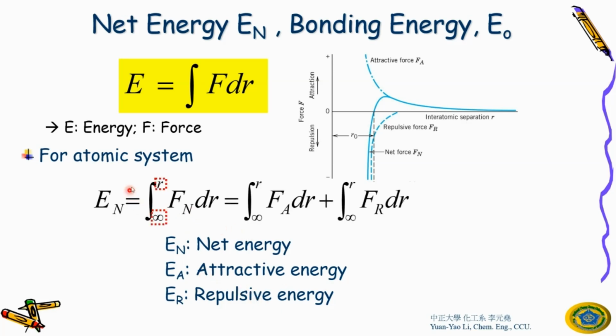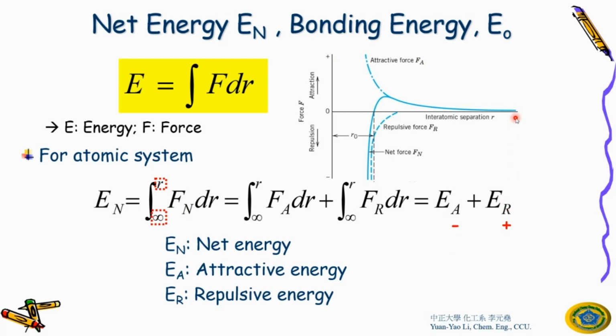That means you can make this equation become like this. Am I right? Okay. And so you want to do the summation from very far to very close for the attraction, and also from very far to very close for the repulsion. And as you know, this will be attraction energy and repulsion energy.